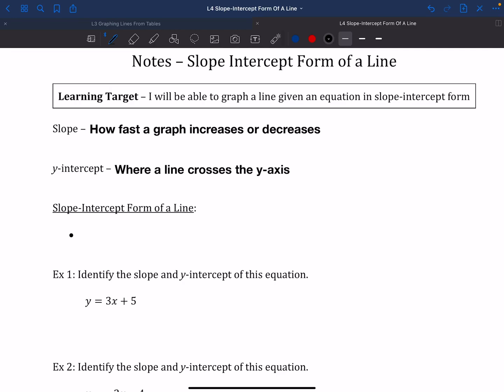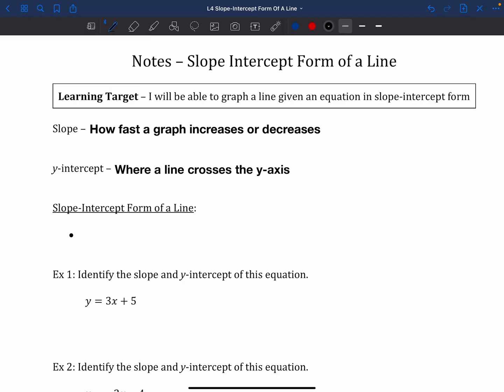Hello again. Today we're going to talk about the slope-intercept form of a line. We want to be able to graph one of these equations on a coordinate plane. We've already talked about the slope and a little bit about the y-intercept. Slope just tells us how fast a graph is increasing or decreasing. As for a y-intercept, that's where our line crosses the y-axis on a graph, the y-axis being the one that runs up and down.